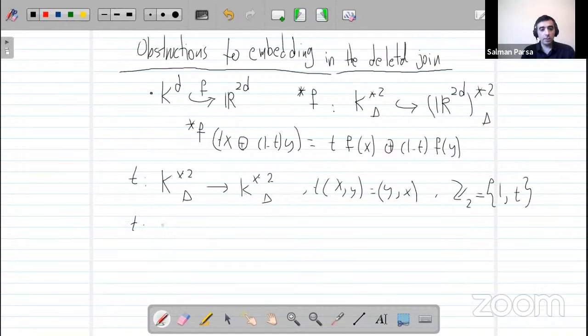Also, I denote it by K, for the deleted join, and then say that, okay, I write this T as an S.